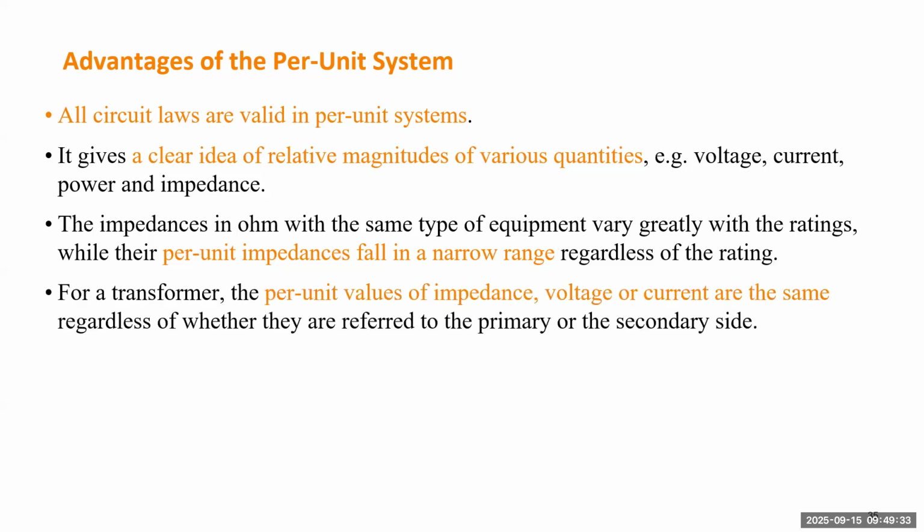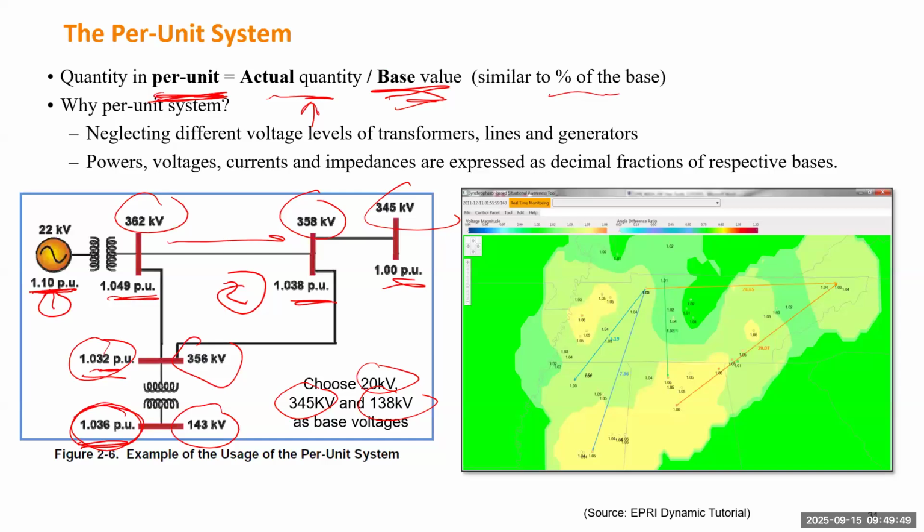For a transformer, the per unit value of impedance, voltage, and current are all the same, regardless of whether they're referred to the primary or secondary side. So that's also a very good thing. You may already see that from this example. Once we have the per unit value, those transformers seem not to exist at all. It will become something similar to a transmission line.